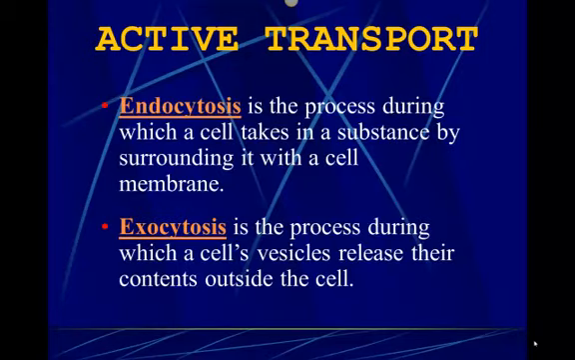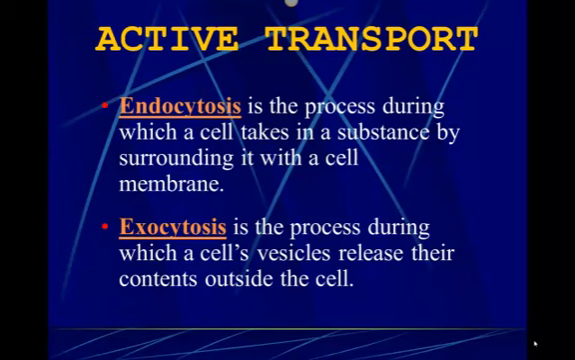Now, in active transport, they have two kinds dealing with the cell. And if you look at the terms endocytosis and exocytosis, of course, cytosis hopefully will remind you of the cell. Cytoplasm, cytology, cytosis. Endo and exo. Endo, in, exo, out. So endocytosis is when the cell needs to take in substances by using energy. It's the process during which a cell takes in a substance by surrounding it with its cell membrane.